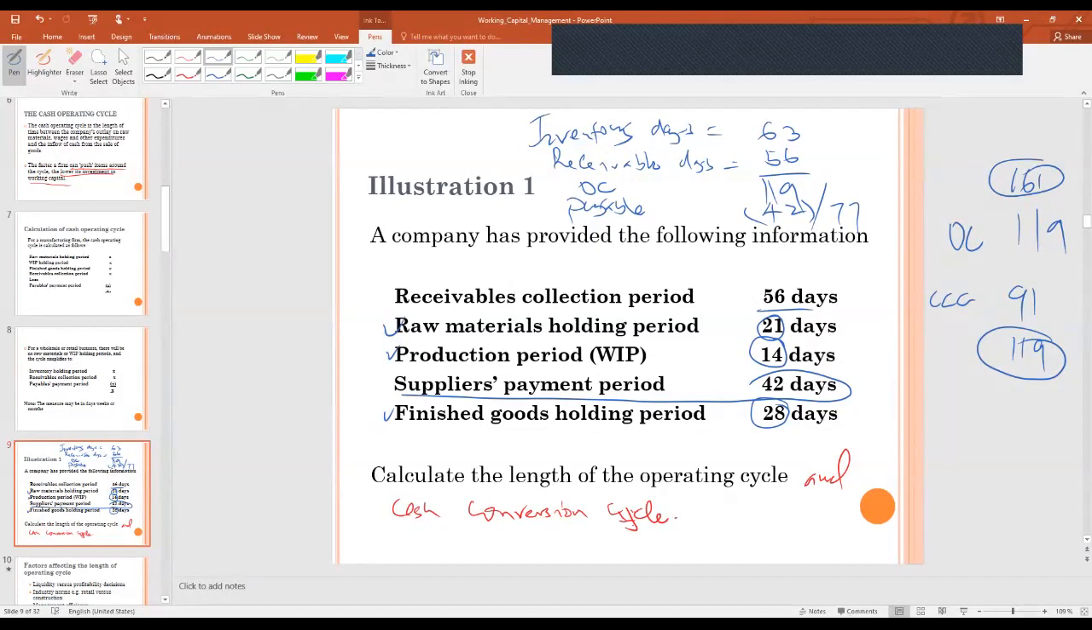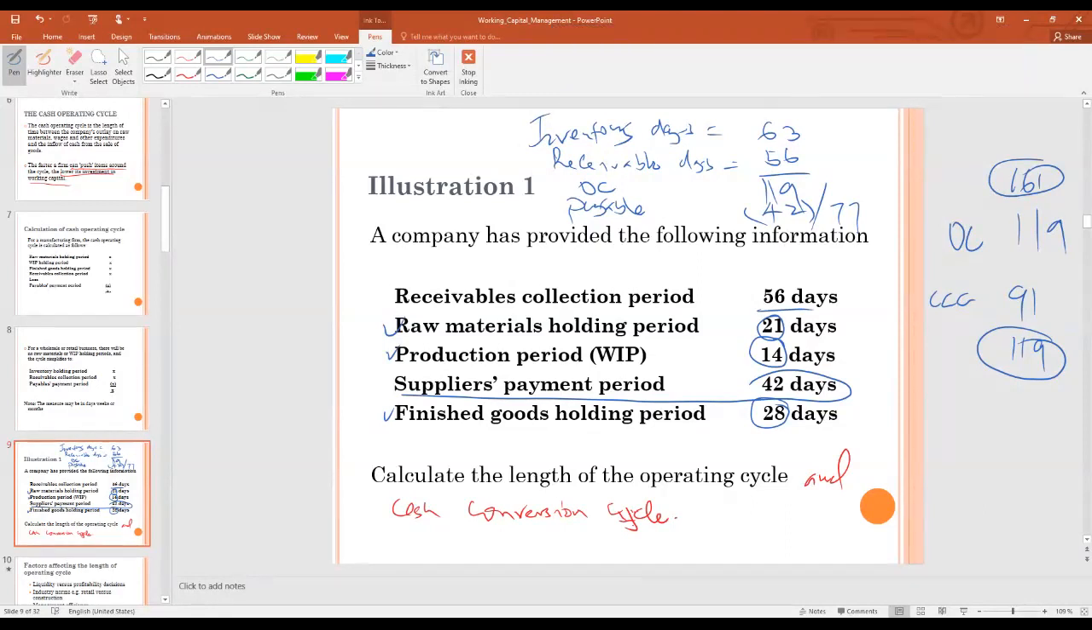Clear? Excuse me, sir. I thought the cash conversion cycle is the total operating cycle minus the payable days. Yes, it is. It's minus, not plus. I think you did add. You're right, you're meant to have subtracted.